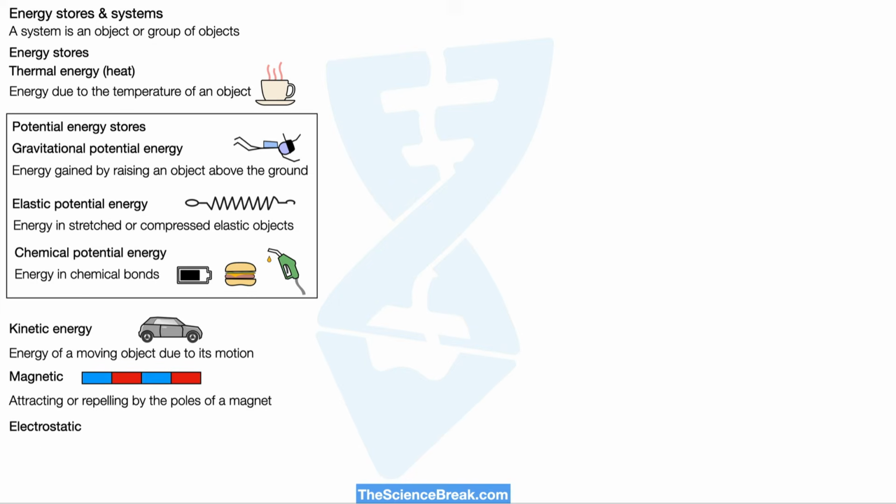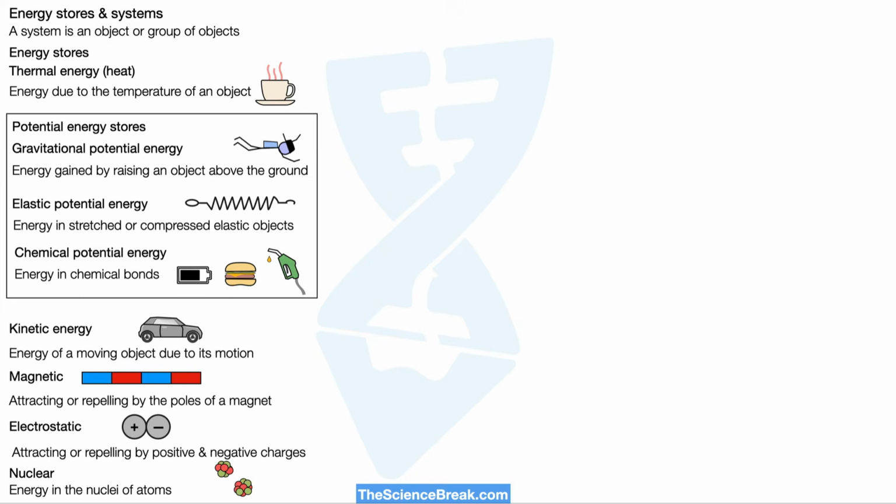We have electrostatic. This is attracting or repelling by positive and negative charges. For example, two charged objects like this, oppositely charged, plus and minus, we get attraction. And finally, we have nuclear. This is energy in the nuclei of atoms. We'll look at this in more detail in a later unit.